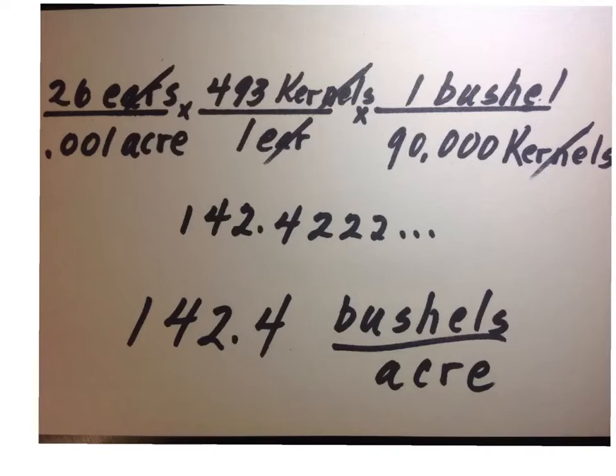Now, if you have your calculator, punch along with me on this particular problem, and we will start out by entering the number 26. We will divide that by 0.001. We will multiply by 493, divide by 1, multiply by 1, which of course doesn't change anything, and then lastly we will divide by 90,000 kernels. When you hit equals, you should get the answer that I got of 142.42222, which repeats on forever. So we will round this then to the nearest tenth, and we will have our answer to be 142.4 bushels per acre.